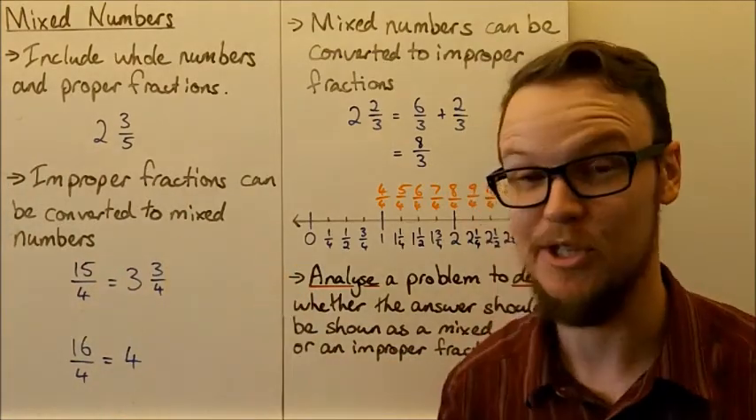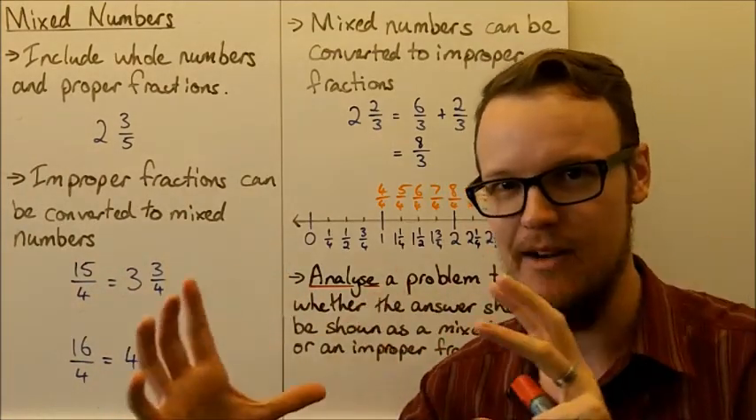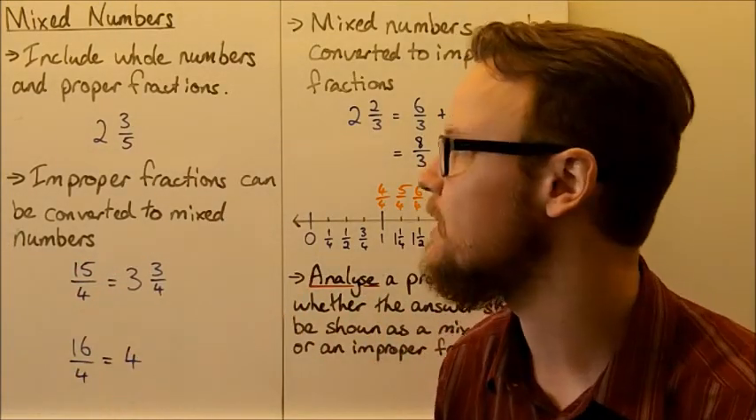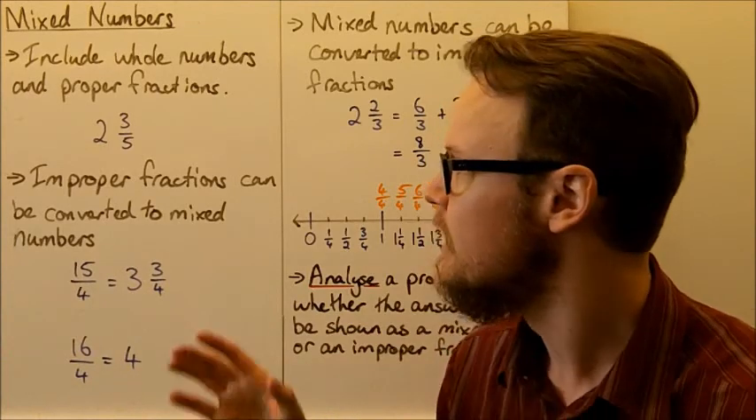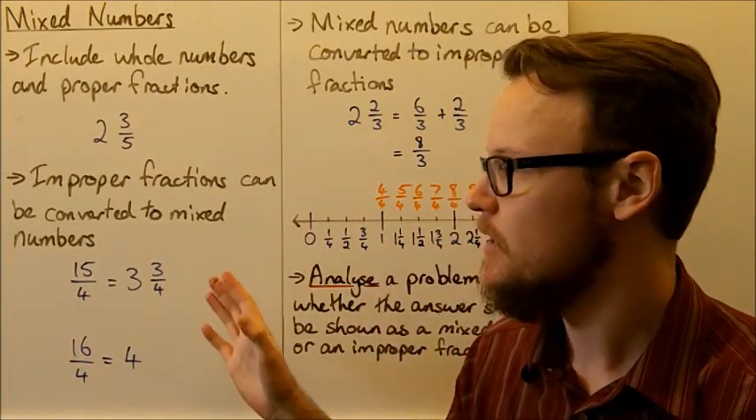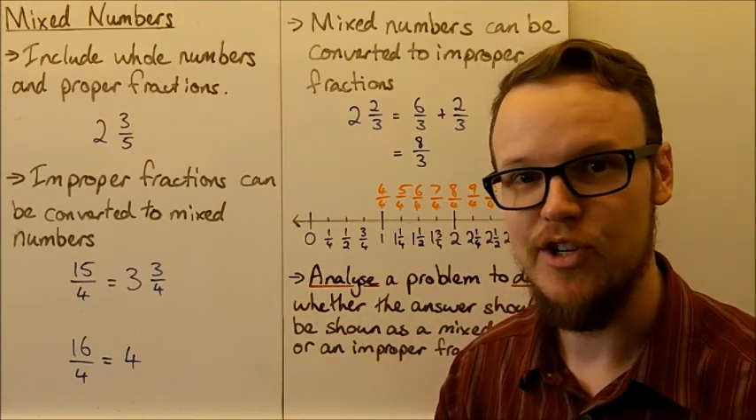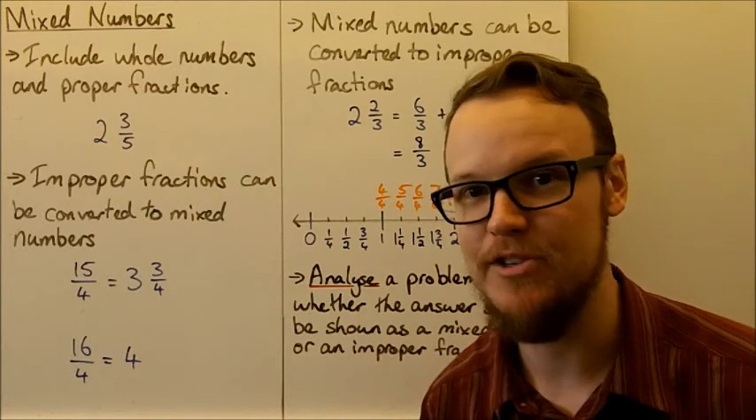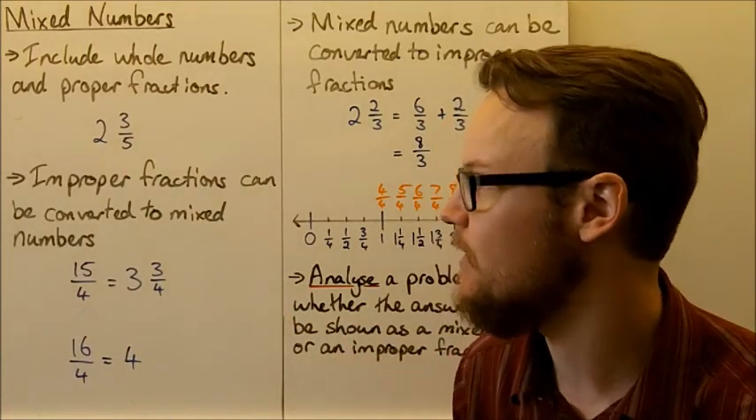So if I was looking at pizzas, I've got one pizza, two pizzas, and then an extra 3/5 of the next pizza. So improper fractions can be converted to mixed numbers. An improper fraction is bigger than 1, so we can convert that and show how many whole parts we have and how many of the fraction parts we have.